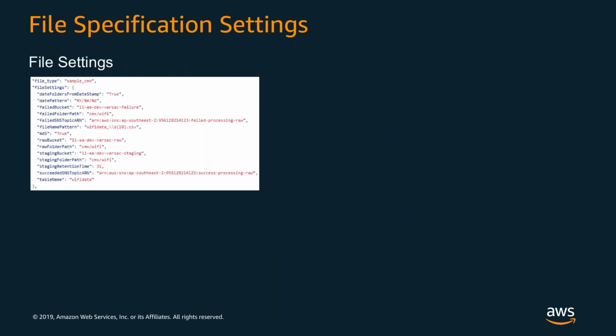First off, we have file settings. Now, hopefully you can all see this, but as you can see, because we're using DynamoDB, it's a NoSQL database, the information is stored in JSON and can be easily customized. To begin with, as part of the file settings, we need to create a unique name for the file type. In this case, it's sample CMX.